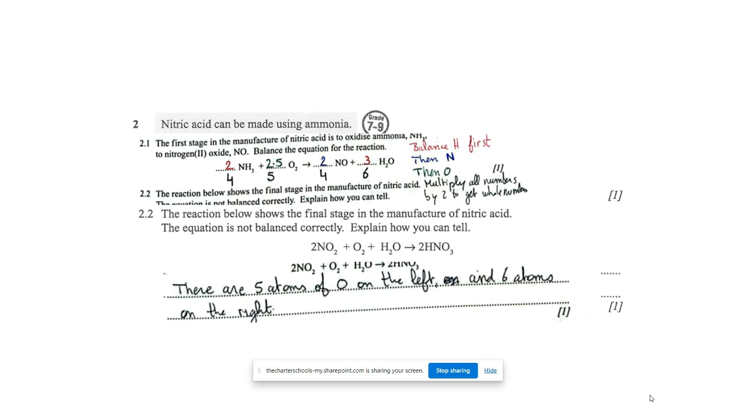So I got it wrong in this answer. There are 7 atoms of oxygen on the left and 6 on the right. It should be exactly the same number, so that is not properly balanced.